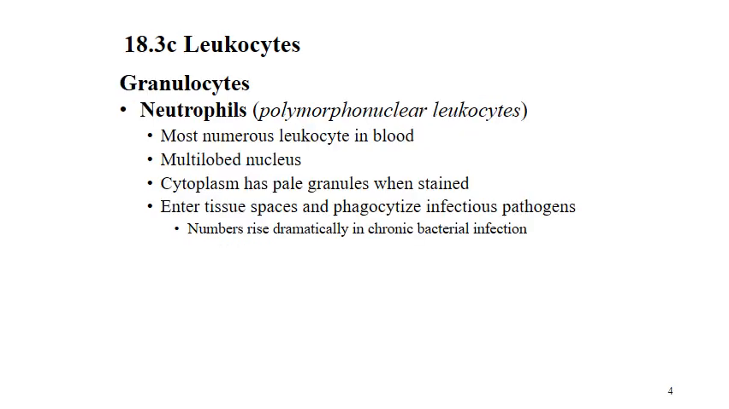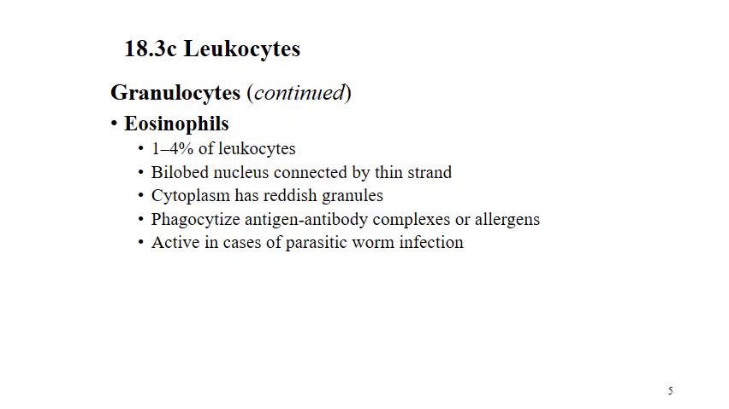So neutrophils are the most numerous leukocyte in the blood. They're multi-lobed. Their cytoplasm has pale granules when stained, and it enters tissue spaces and phagocytizes infectious pathogens. So the numbers are going to rise dramatically when you have a chronic bacterial infection. Eosinophils make up 1 to 4% of leukocytes. Their bilobed nucleus is connected by a thin strand, and the cytoplasm has reddish granules. They phagocytize antigen-antibody complexes or allergens, and they're active in cases of parasitic worm infection.